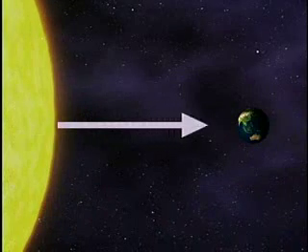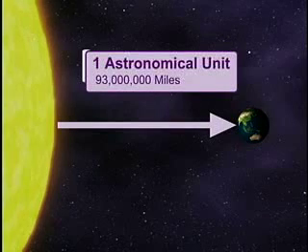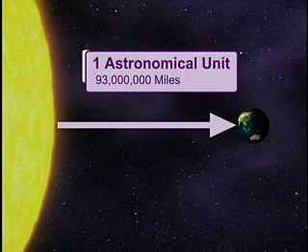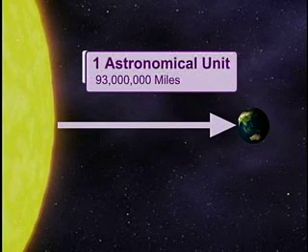The baseline that astronomers use is the distance between the Earth and the Sun. This distance is known as the astronomical unit. The astronomical unit, or AU, represents the distance between the Earth and the Sun, which is about 93 million miles. The astronomical unit is the baseline that astronomers use to determine the distances to the planets in our solar system and to the stars beyond.